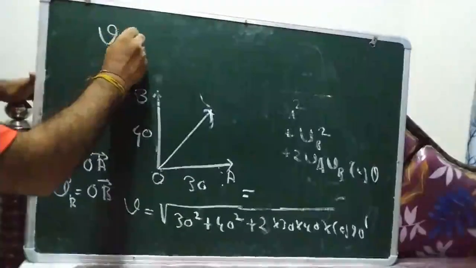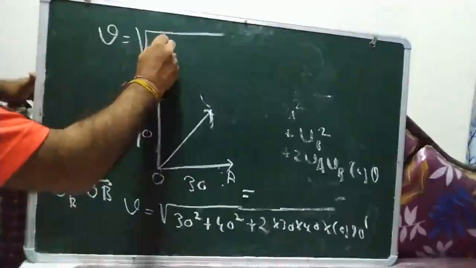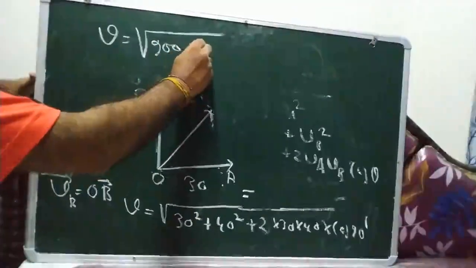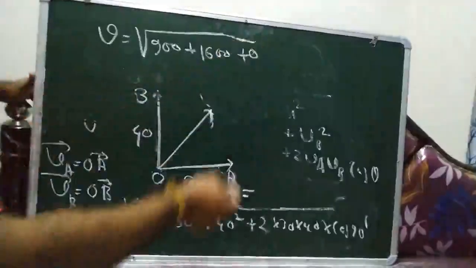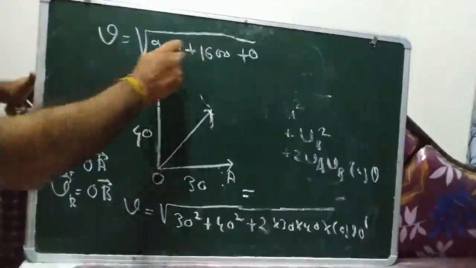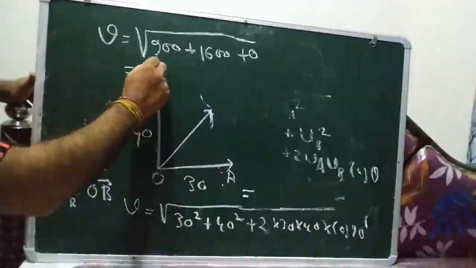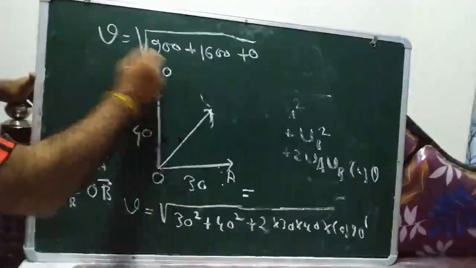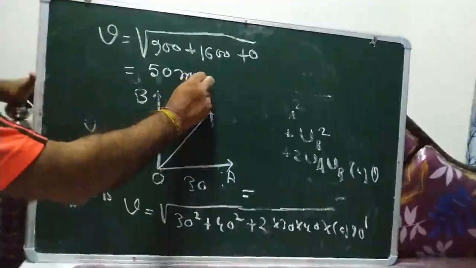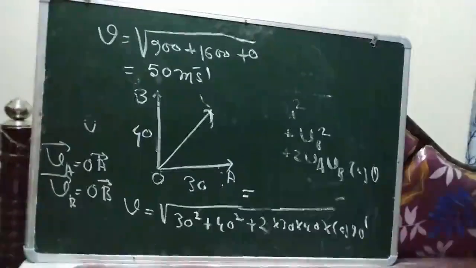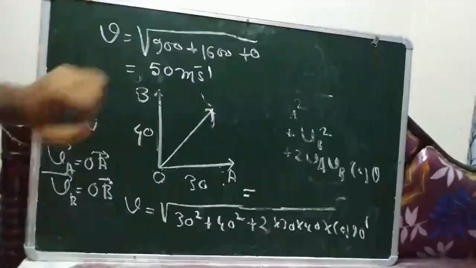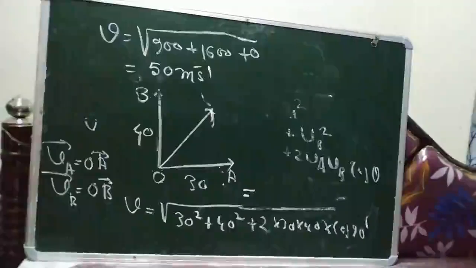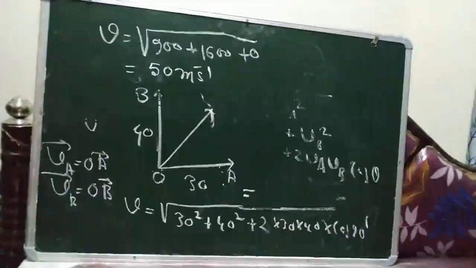Okay, so that means what is the final answer? The resultant velocity is the root of 900 plus 1600 plus 0, because cos 90 is 0, so that will be 2500. So the root over 2500 is 50. So the resultant velocity is 50 meter per second. So in this way you can calculate the resultant velocity.